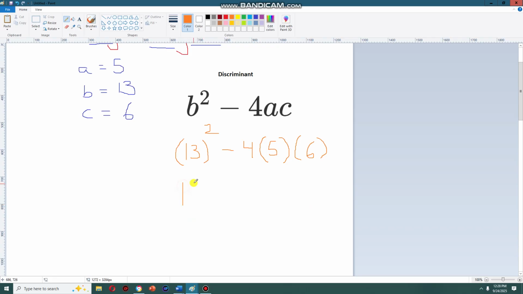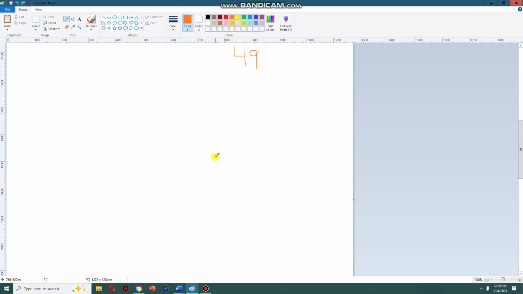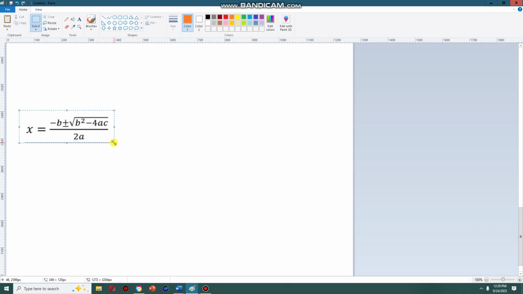13 squared we know is 169. You can use a calculator for this, obviously. Minus, and now let's do 4 times 5 times 6. And 4 times 5 times 6 is, if I'm not mistaken, 120. Of course, you've got a calculator, you can do this. 169 minus 120 is 49. And there we go. We've got the discriminant. This will be important because now the next step is the quadratic formula.